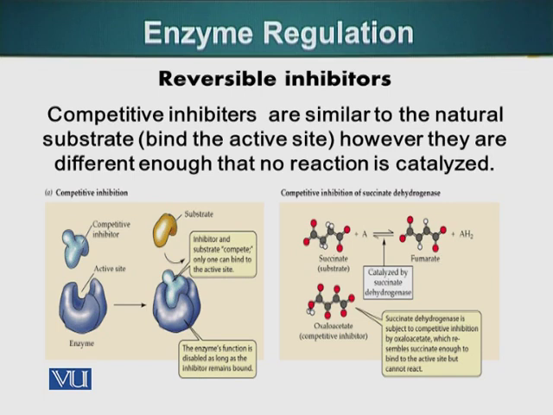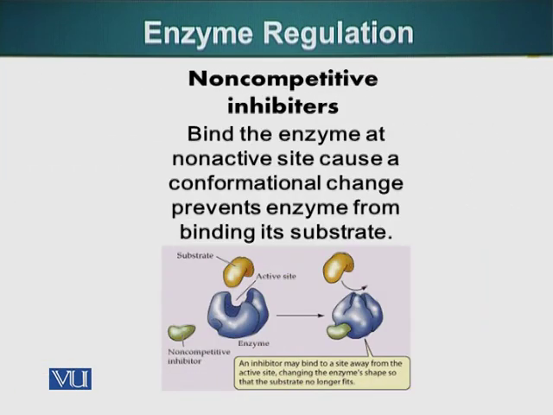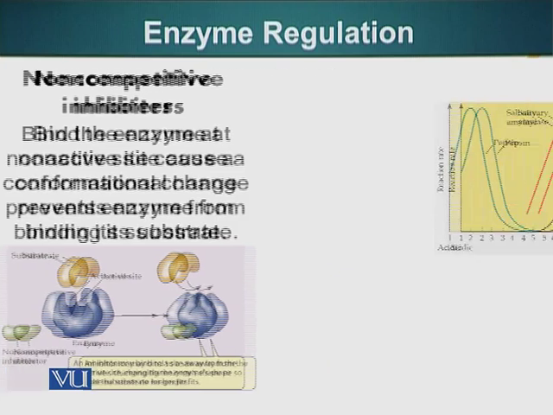Let's look at another strategy, reversible inhibitors, but non-competitive inhibitors. These inhibitors bind the enzyme at a site other than the active site. When these non-competitive inhibitors bind the enzyme, they change the shape of the enzyme. We have already discussed conformational change. So now the enzyme has a conformation that prohibits it from binding its substrate. So these are non-competitive inhibitors and they are reversible.